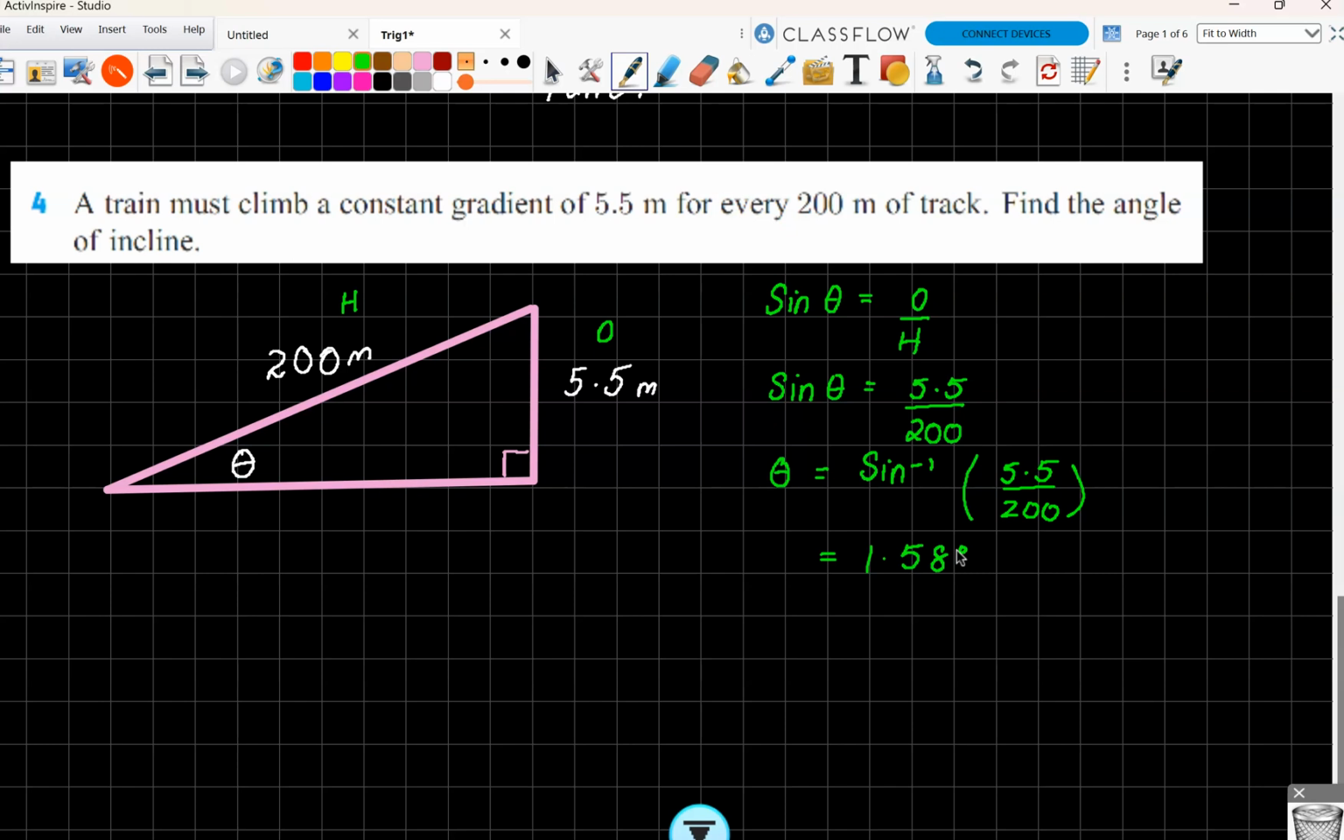Okay, so hopefully it's eased you back into a little bit of right angle trig. You'll get lots more practice as we go.